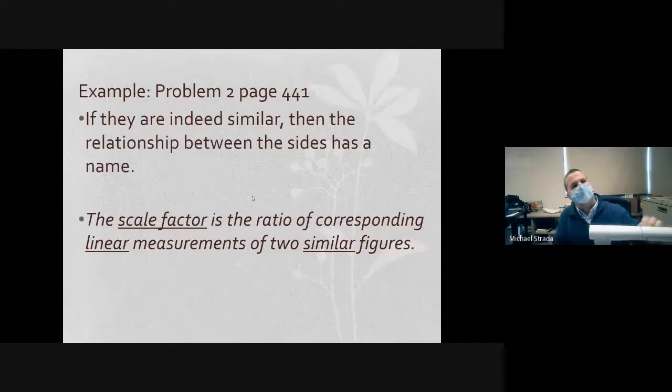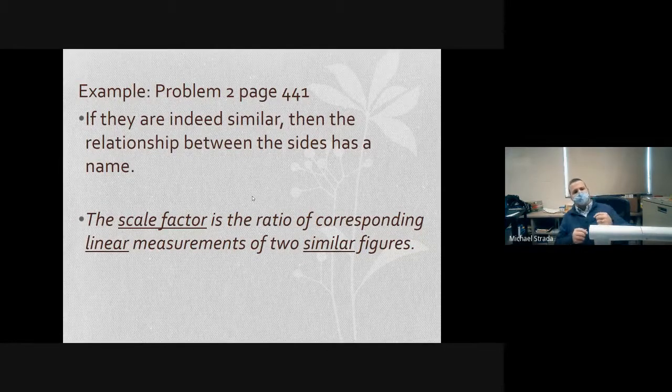ABC and DEF are two similar right triangles. The side lengths of ABC are 9, 12, and 15, while the side lengths of DEF are 15, 20, and 25. What is the scale factor between the two similar triangles?